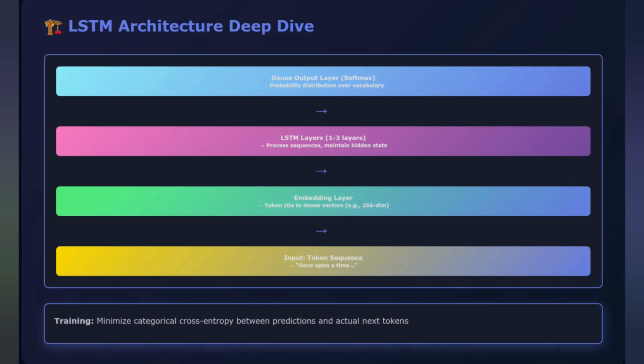Finally, we have a dense output layer with softmax activation. This produces a probability distribution over all possible next tokens in our vocabulary. During training, we compare this distribution to the actual next token and minimize the categorical cross-entropy loss.